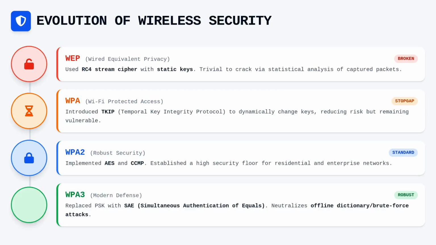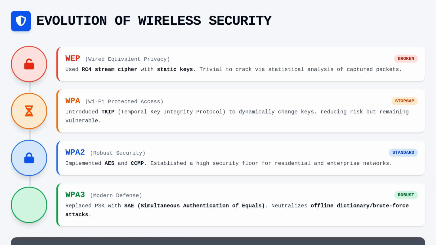Today, WPA3 addresses remaining weaknesses, such as short password susceptibility, by replacing the pre-shared key exchange with Simultaneous Authentication of Equals. This specific handshake prevents offline dictionary attacks, essentially neutralizing the threat of brute-forcing keys from captured handshake traffic. Understanding these shifts is necessary, because your infrastructure is only as secure as the weakest link in your legacy device support chain.